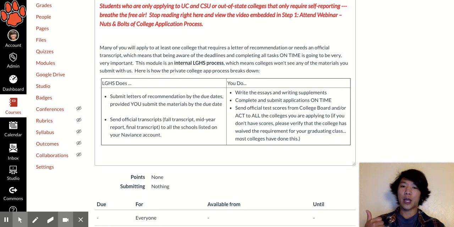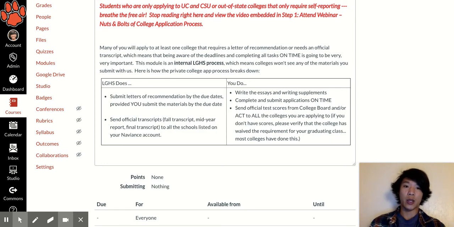Colleges often want what's called a mid-year report, which includes your updated transcript with your first semester grades, and your final transcript, which shows all of the grades that you've earned throughout high school, which includes your spring semester of senior year. So we will send all of those things out. We often get students nervous and worried that we're not going to send their mid-year report, but we go through all of the students who we've written letters of recommendation for, and we will make sure to send all of those.